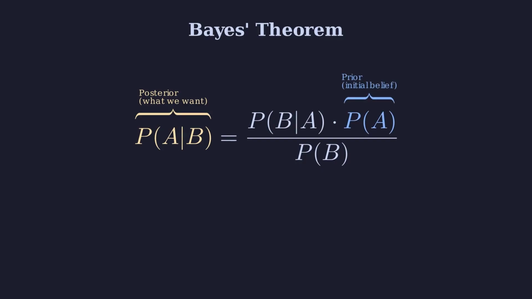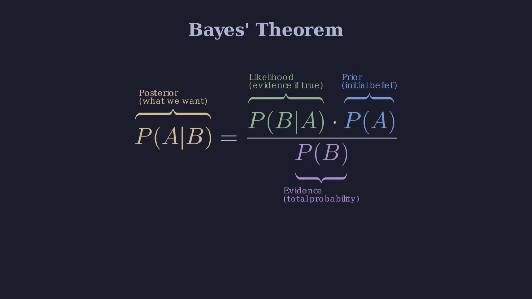P of A is what we believe before seeing any evidence. This is called the prior. P of B given A is how likely the evidence is if A is true. This is called the likelihood. P of B is how likely the evidence is overall. This is called the marginal likelihood or the evidence. The beauty of Bayes' theorem is this. It tells you how to start with a belief, see new data, and rationally update that belief.